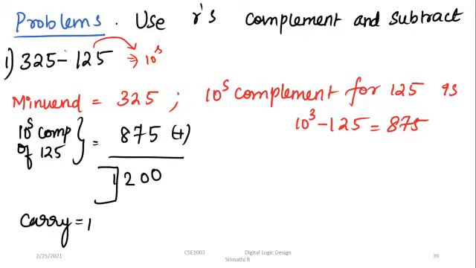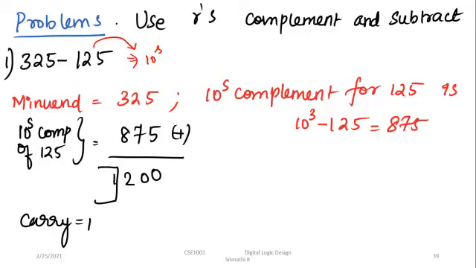325. I will take the ten's complement for the subtrahend and then add the two numbers. Let me explain in detail. The minuend is 325, and I'll keep it as such. Since this is minus 125, I'll take the ten's complement of the number 125.